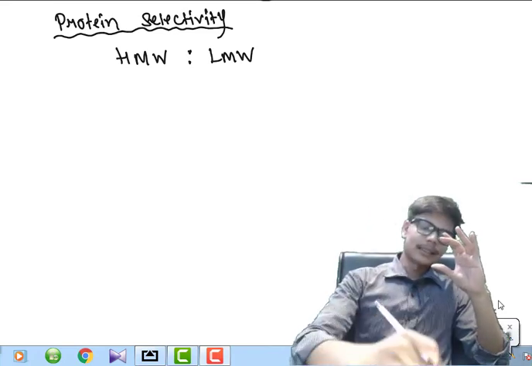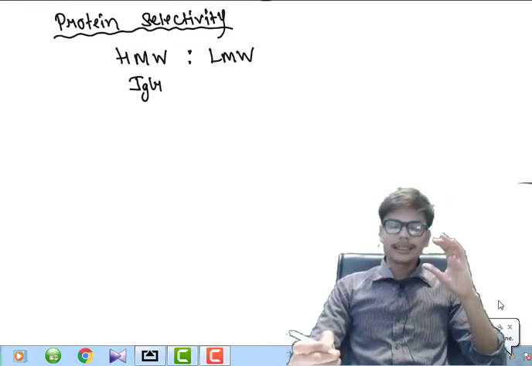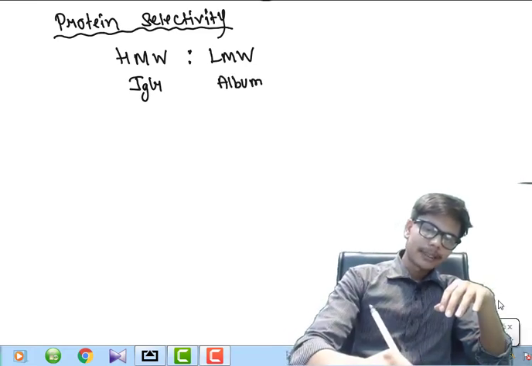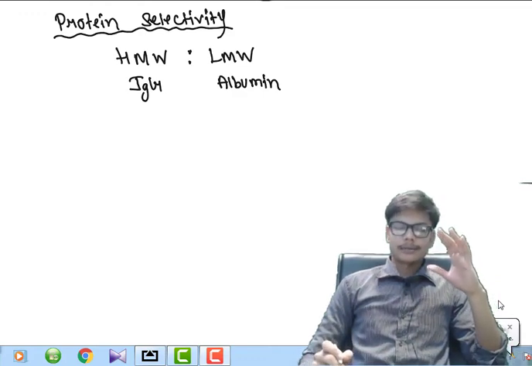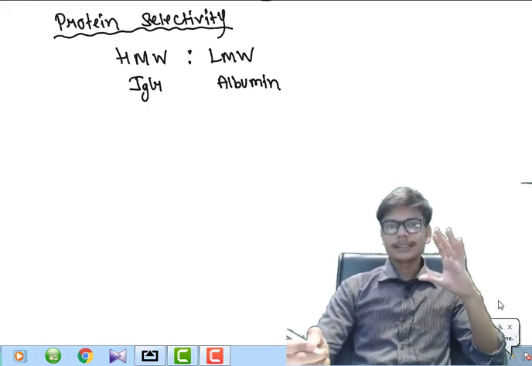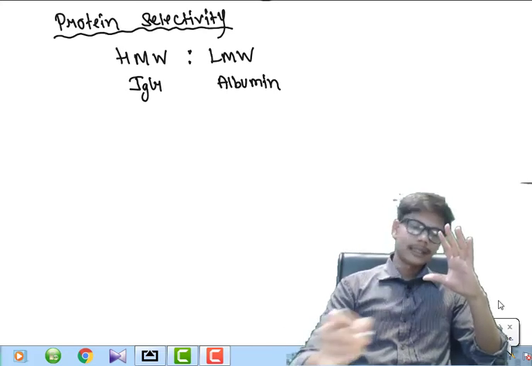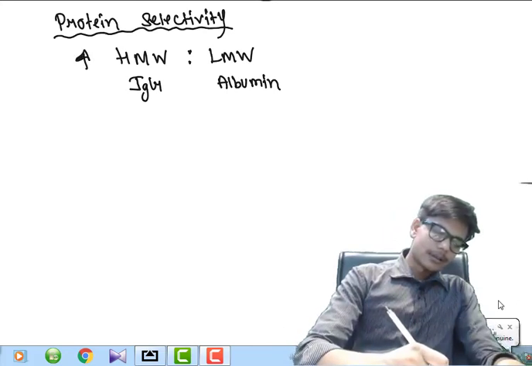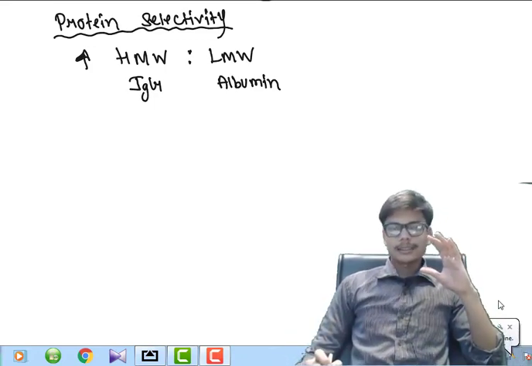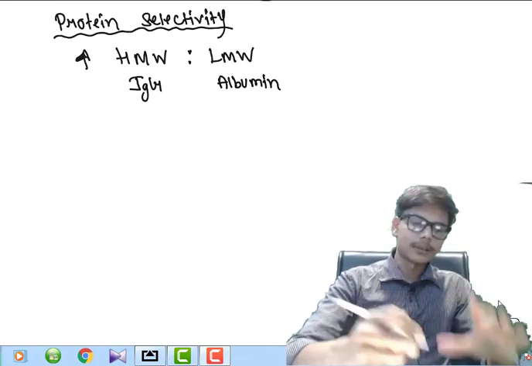The high molecular protein is the immunoglobulin. Is more of the immunoglobulin being excreted in the urine, or is more of the low molecular weight protein, that is albumin, being excreted? If more immunoglobulin is being excreted, we say that high molecular protein is being excreted more in the urine, and the ratio is more for high molecular weight protein. We call this as protein selectivity is less for high molecular weight protein.